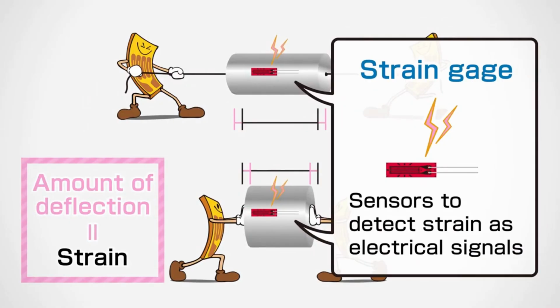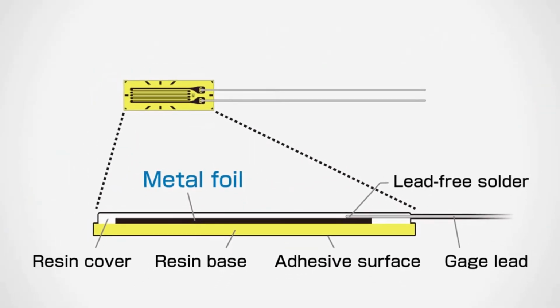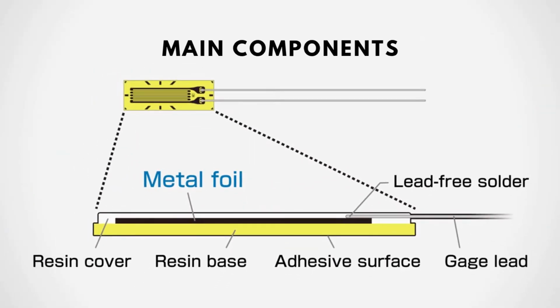Strain gauge is the device used to measure the strain based on the principle of electrical signal. The main components of a strain gauge are broken down into these parts.